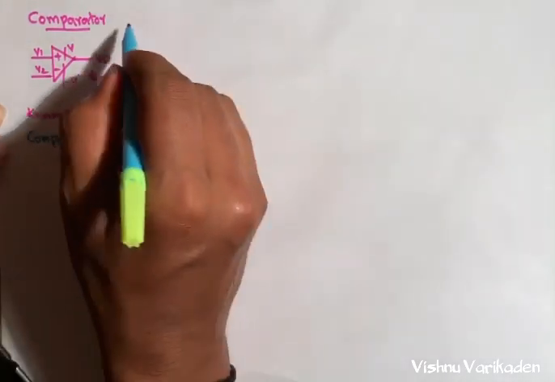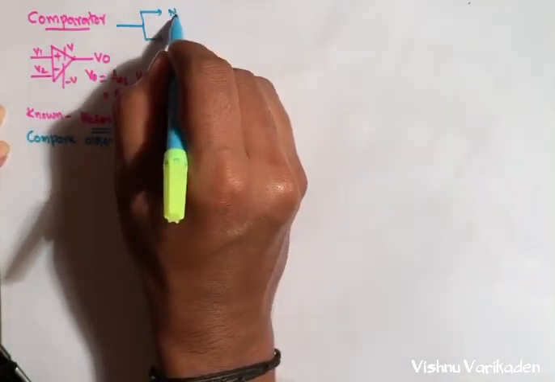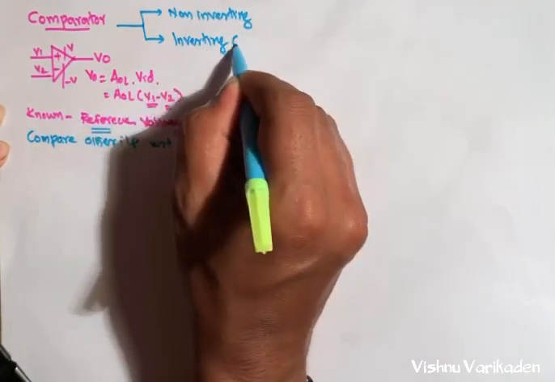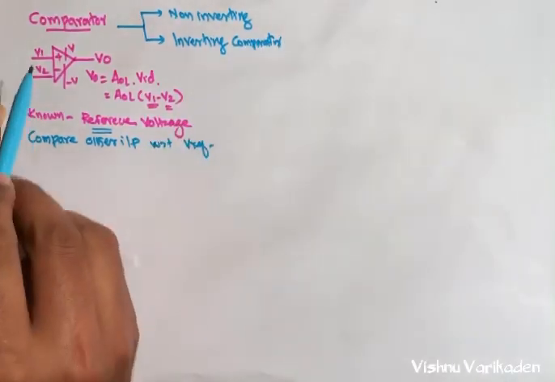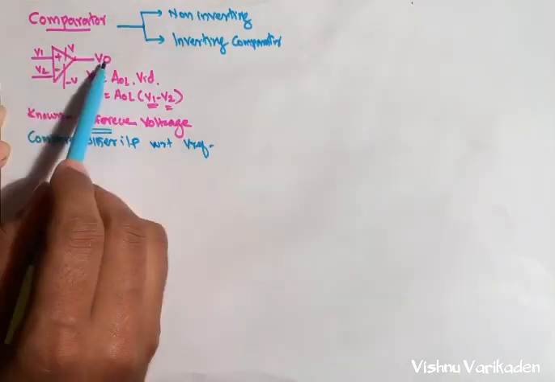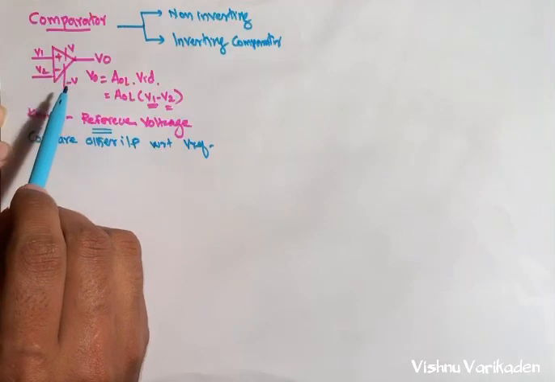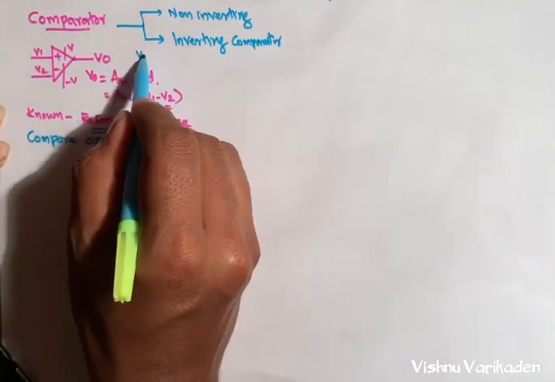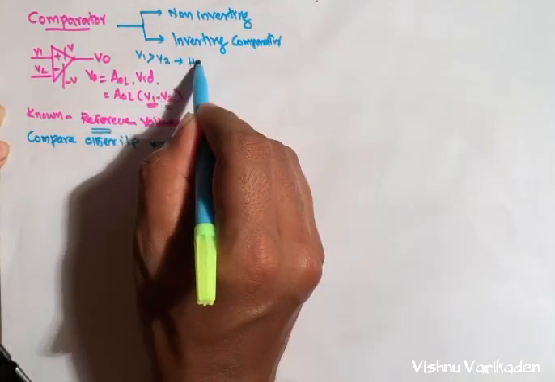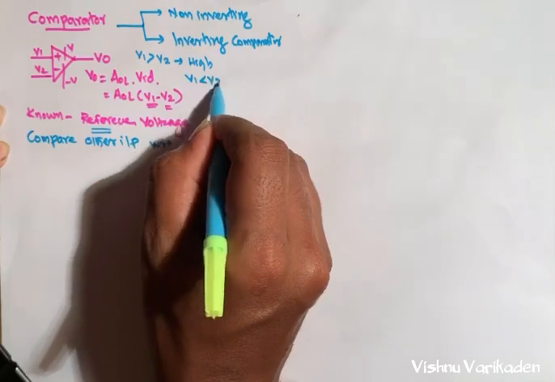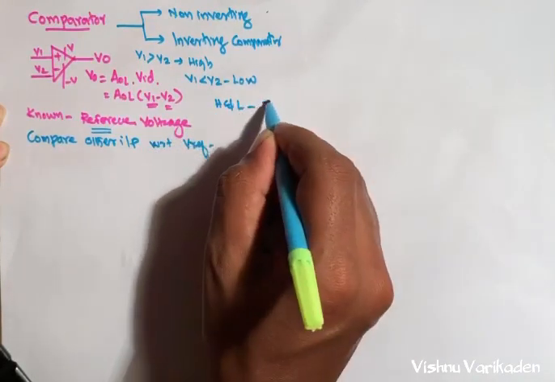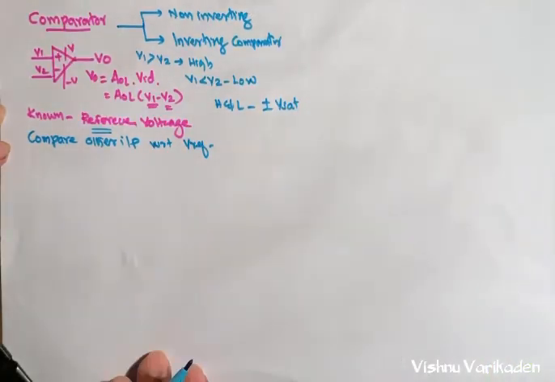There are basically two types of comparators. A comparator simply compares two voltage levels and we get the output voltage. If V1 is higher than V2, we will get the high voltage, and if V1 is less than V2, we get the low voltage. The high and low voltages are plus or minus Vsat, the saturation voltage of the op-amp, because the op-amp is working in open loop configuration.